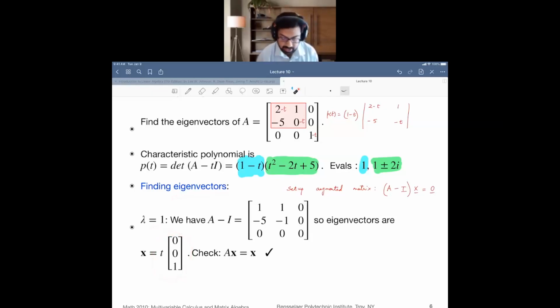And you can again check it. Ax equals lambda x. Lambda is 1. So Ax equals x. Does it satisfy it or not? What A are you going to use? You are going to use A as this, your original matrix. And then the x that you will choose for some t, right? You can pick t to be a 1 and see if this satisfies or not. And it will.